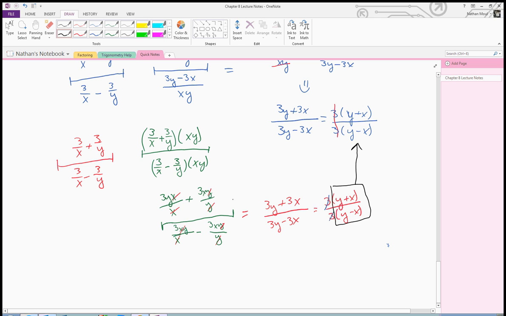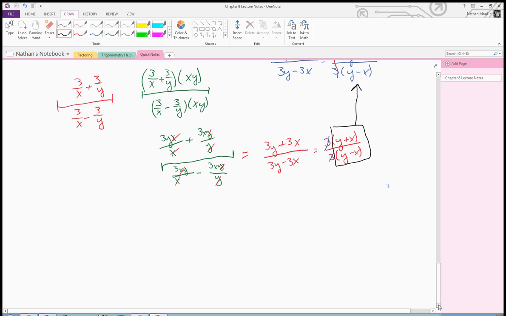Anyway, this answer matches this answer, and that's what's important. And honestly, either way that you find to be easier for you, please do it that way. There are lots of ways to do these. This is just two common methods.